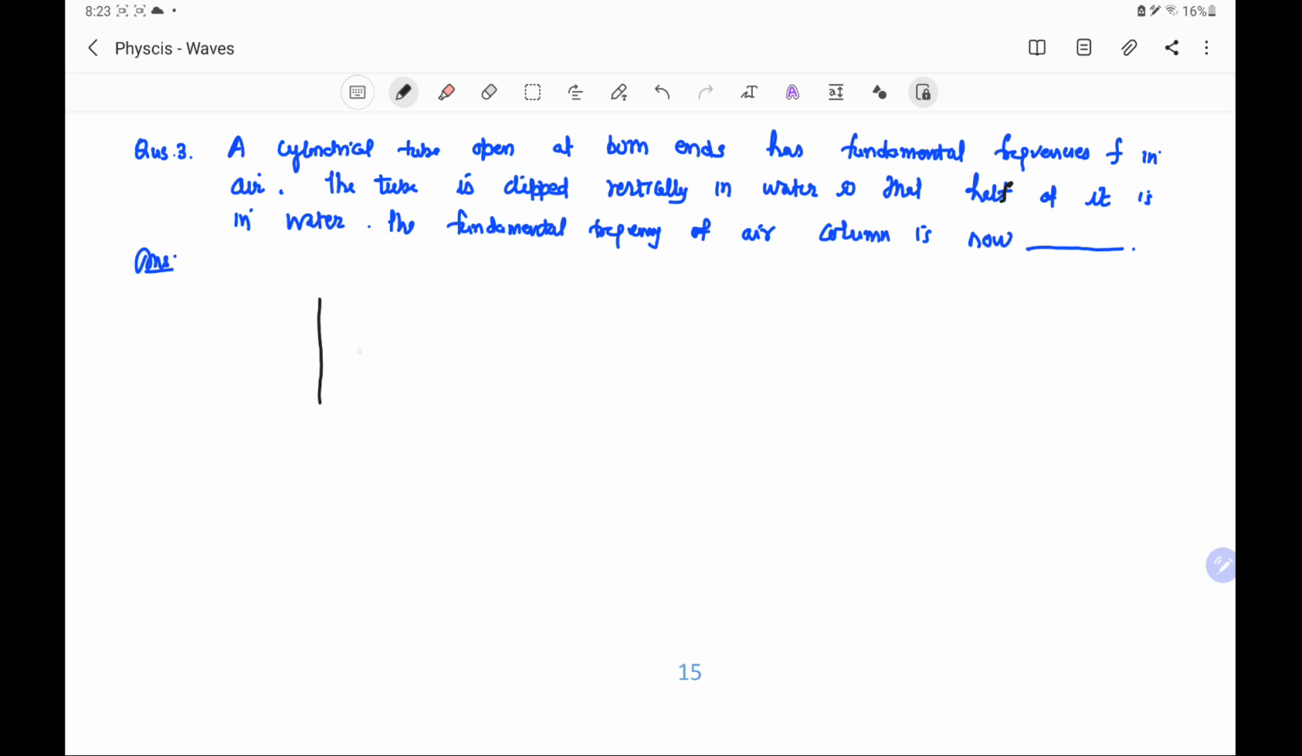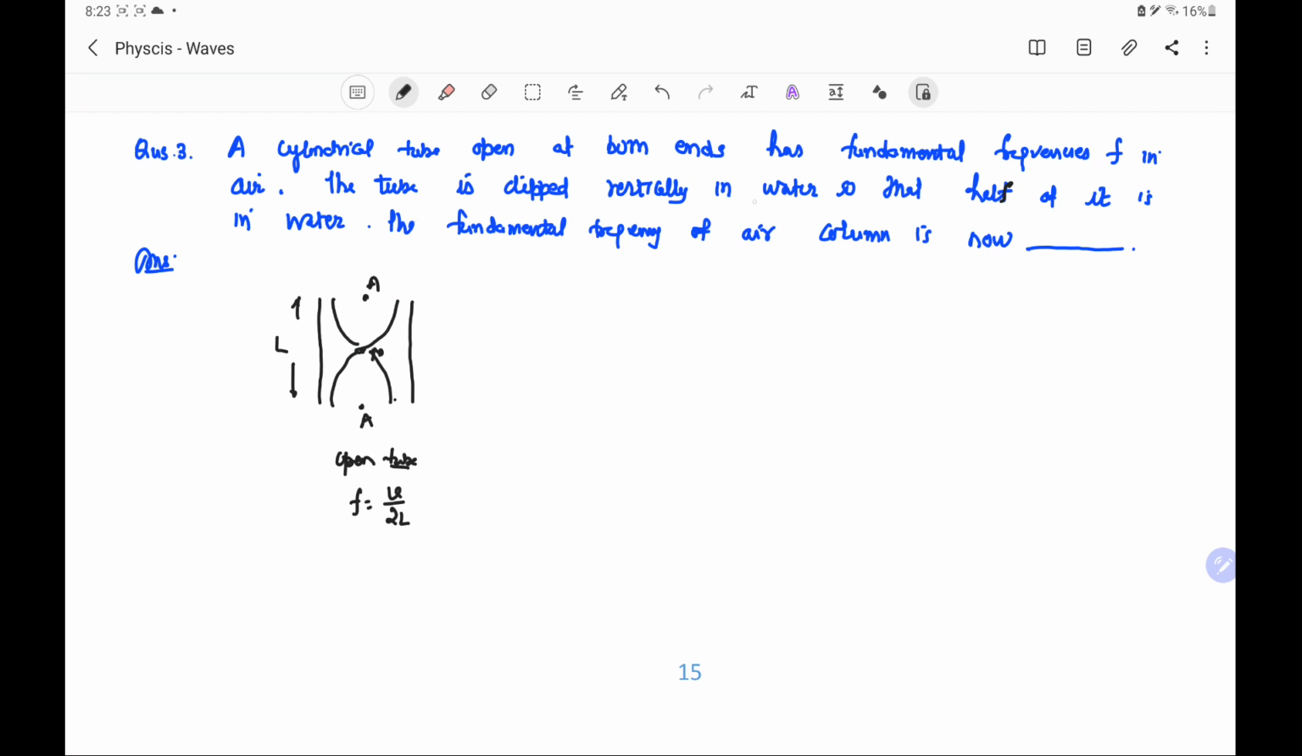This is the answer. Third question: a cylindrical tube open at both ends has frequency f in the air. This is the cylindrical tube given, and suppose its length is L and it is open at both ends. So for an open tube, we know the fundamental frequency is V by 2L. If we make the diagram, the open ends have antinodes, and between two antinodes there is a node, and the wave is set up as shown in the figure.